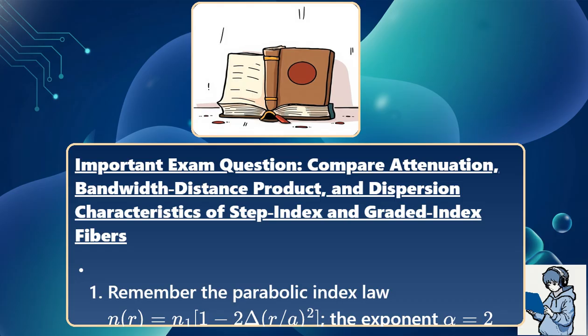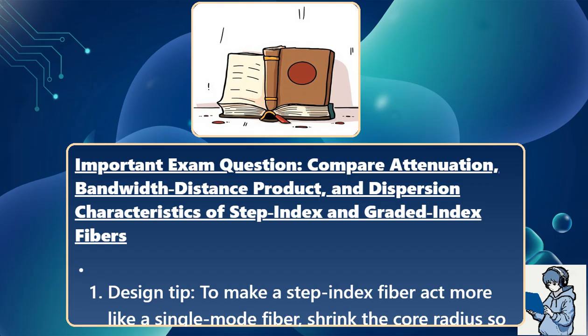5. Remember the parabolic index law, n of r equals n sub 1 times [1 minus 2 delta times (r over a) squared]. The exponent alpha equals 2 yields the optimal cancellation of modal dispersion. 6. Design tip. To make a step index fiber act more like a single mode fiber, shrink the core radius so that V is less than 2.405. This is how modern single mode telecom fibers are built.